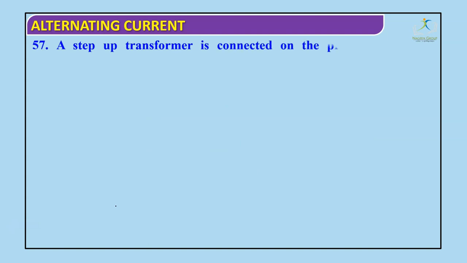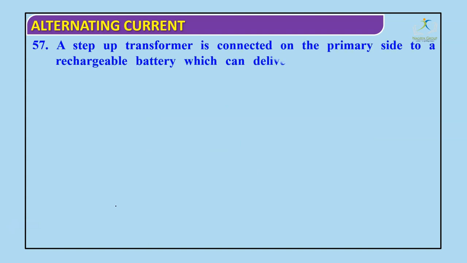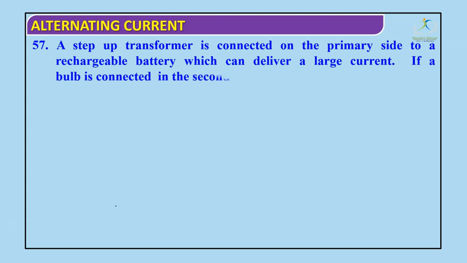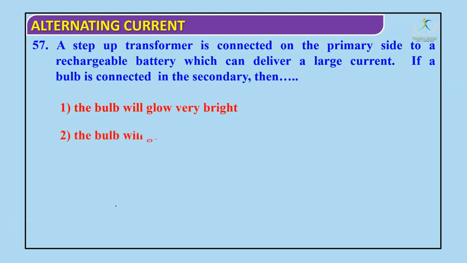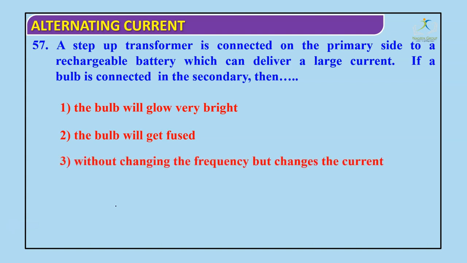Next question we have, a step-up transformer is connected on the primary side to a rechargeable battery which can deliver a large current. If a bulb is connected in the secondary, then the bulb will glow very bright, the bulb will get fused, or the bulb will not glow. The correct answer for this question is the bulb will not glow.